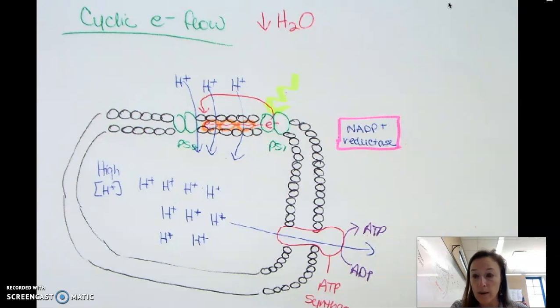So that is the process of cyclic electron flow, as well as why organisms do it.